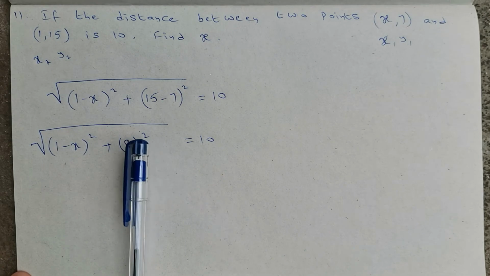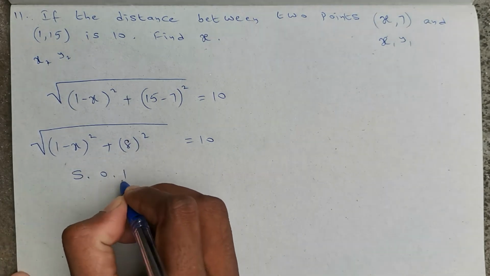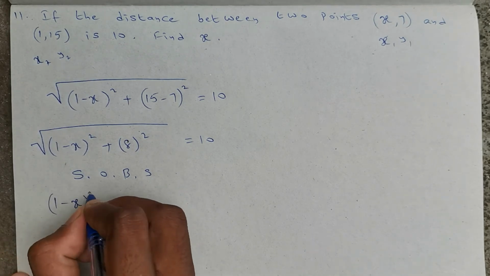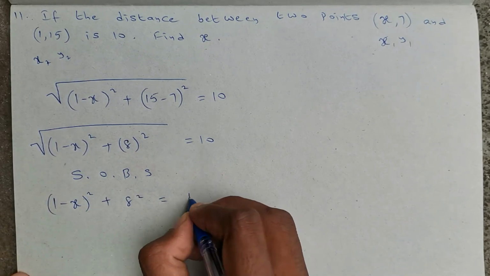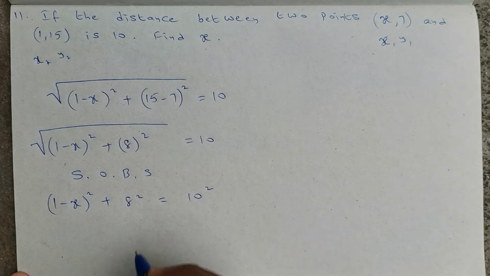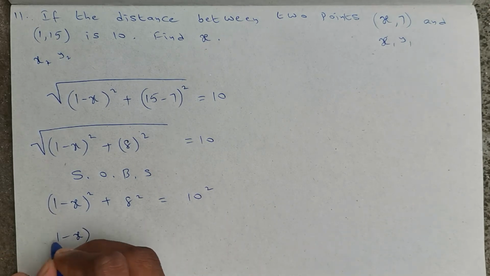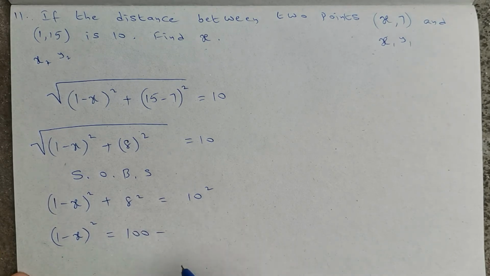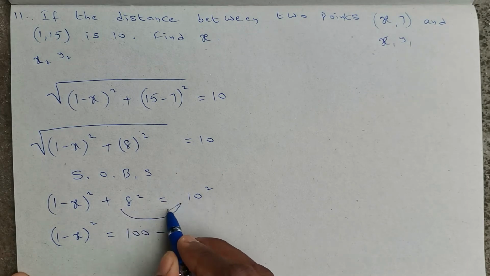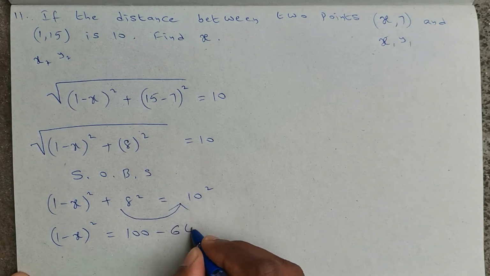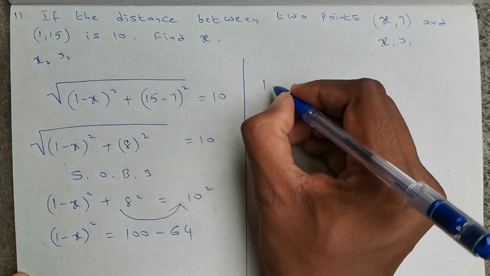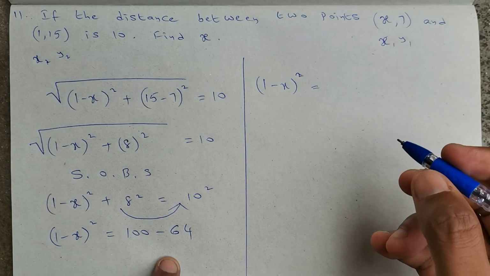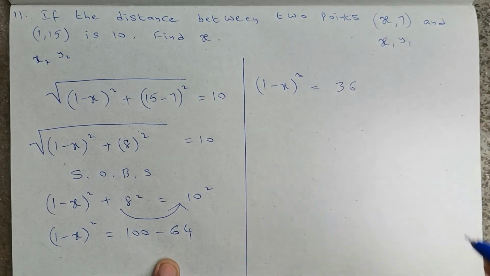To remove this square root, I will do squaring on both sides. So here the square root will get cancelled. (1 minus x) whole square plus 8 square is equal to 10 square. This (1 minus x) whole square is equal to 10 square, which is 100, minus this plus 8 square I am taking to the right side. 8 square is nothing but 64. So now (1 minus x) whole square is equal to 100 minus 64, that is 36.